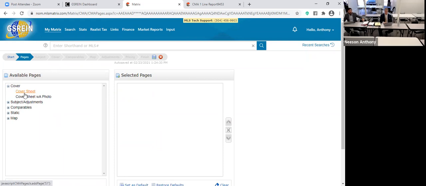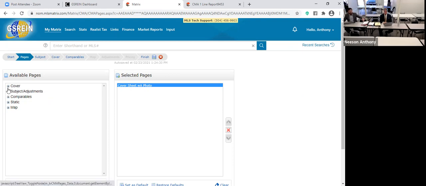So cover. I can do a cover sheet, or I can do a cover sheet with a photo. You don't want to do both, right? You don't need two cover sheets. All right, so I'm going to select cover sheet with a photo. I don't have a photo currently, but you could go drive by the place, say it's for sale by owner, take a picture of it. You could go on Google Maps, grab a photo off of there, or go on any search on your computer where they have a front picture, download the picture, and put that as your cover photo, okay?